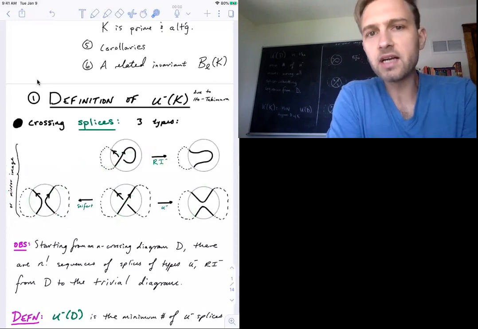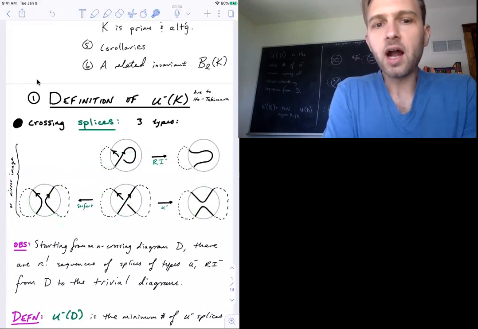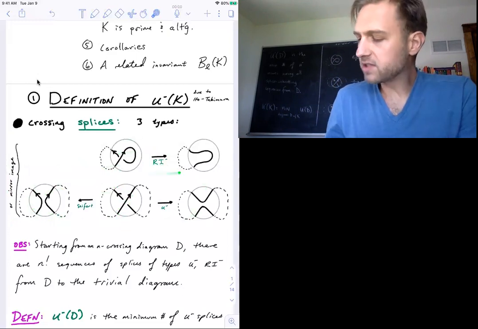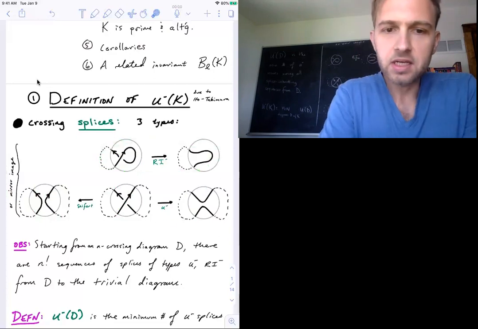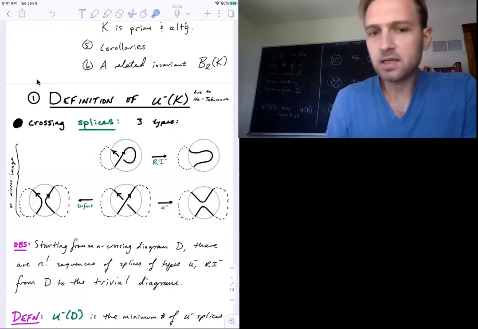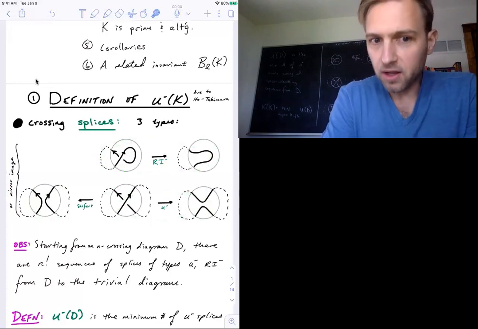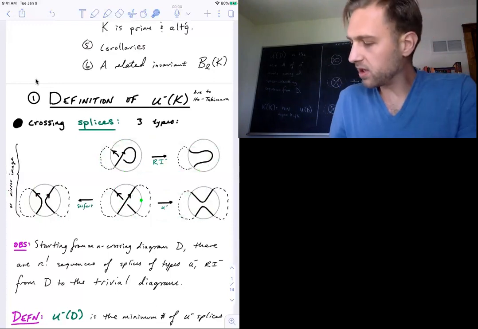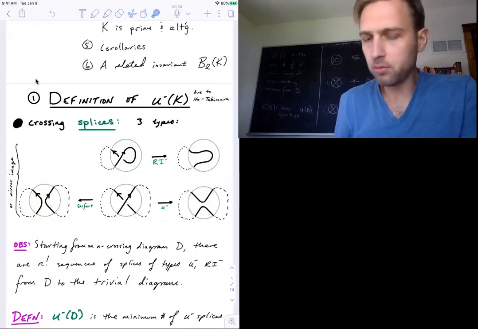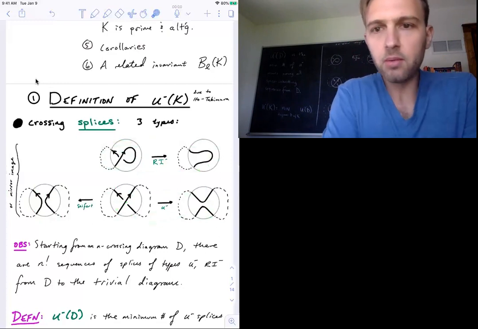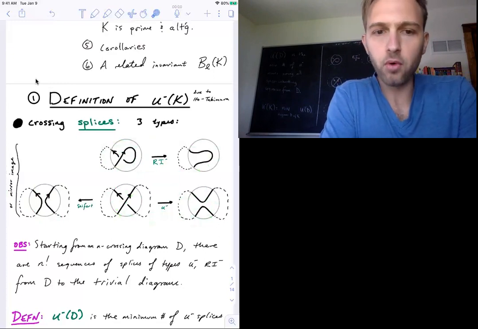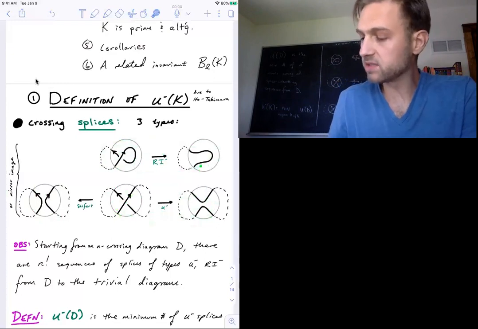If you have something that doesn't respect orientation, it either is a Reidemeister 1 move that gets rid of a crossing, or I'll call it a U-splice. So a U-splice is a splice that does not respect orientation and is not a Reidemeister 1 move. And notice in particular that this always gives you a knot diagram with 1 less crossing than the one you had before, as does a Reidemeister 1 splice.